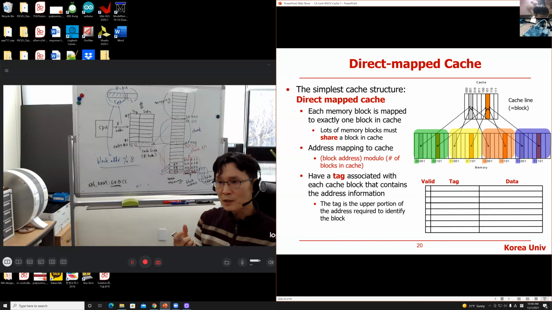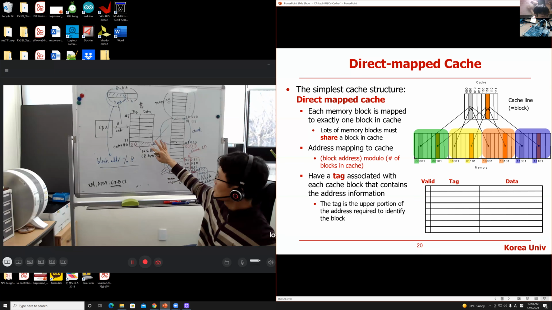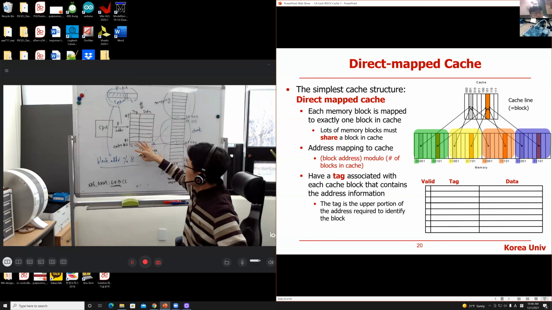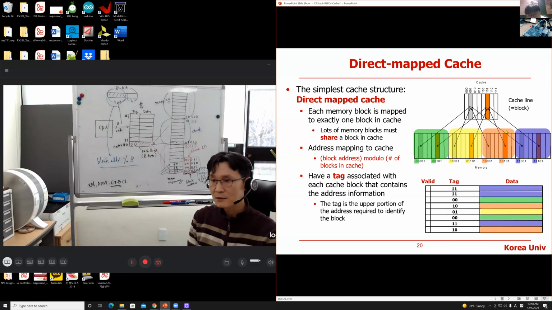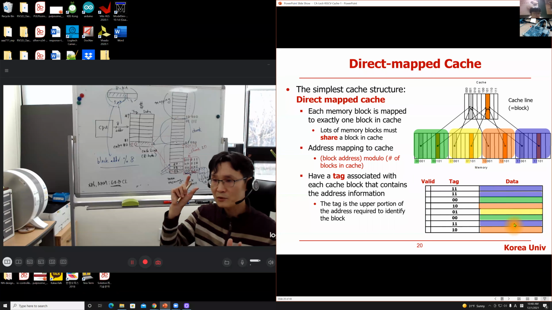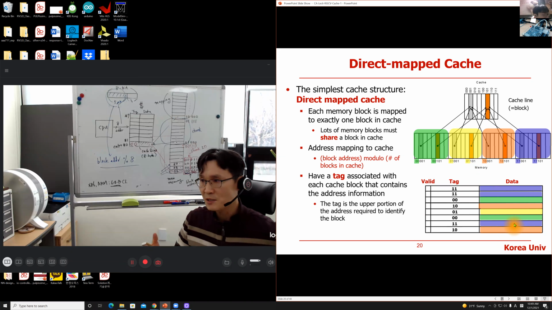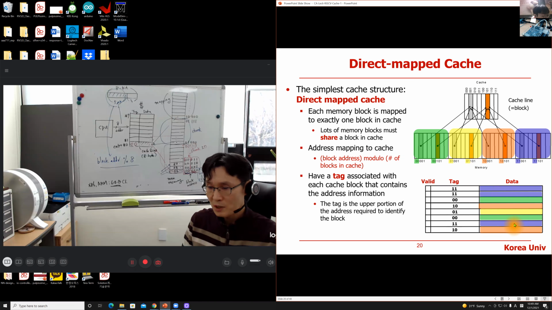So if you are able to take a snapshot of the cache, then the cache would be looking like this. Just one example. Depending on the memory access behavior of your program, think about the sorting program you wrote, Assignment number 2, the cache would be looking like this.